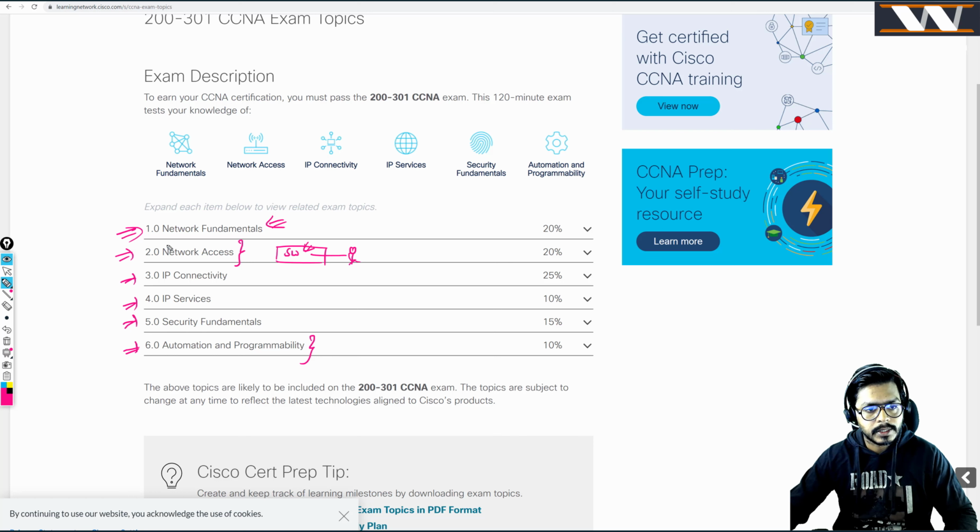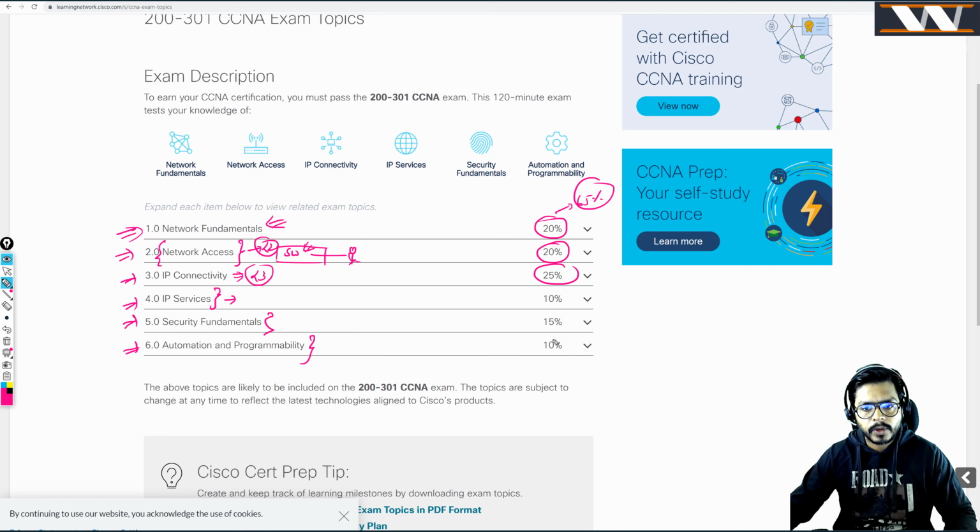And that is what network access is talking about. This is talking about mostly layer 2, right? IP connectivity means layer 3. IP services is the one which we haven't covered yet, and probably we will be covering this in tomorrow's session. Security fundamentals we are going to cover today. So till now, if I say we are done with 20% of this, 20% of network access, IP connectivity 25%, it means that 65% is done.